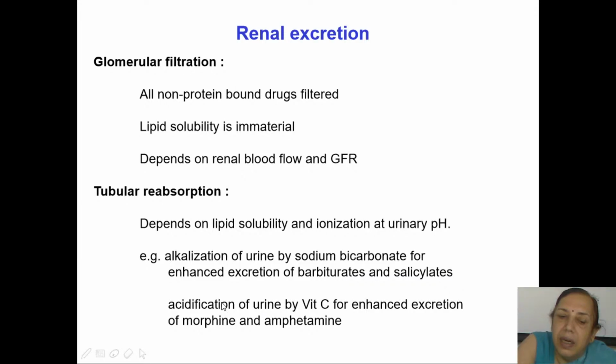Similarly, if a drug is more alkaline in nature, this is for slightly acidic drugs and this is for slightly alkaline drugs. You can change the pH of the urine by giving vitamin C and bringing about acidification, where these alkaline drugs exist in their polar form and can be easily excreted out. So the pH of the urine can be changed to facilitate the excretion of certain drugs.